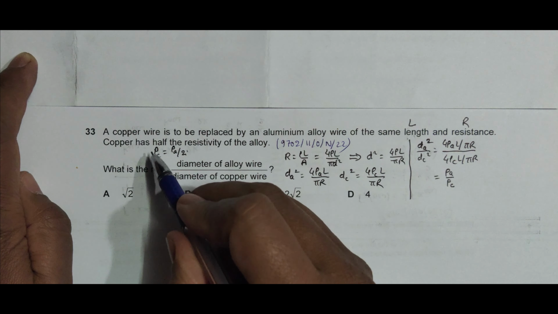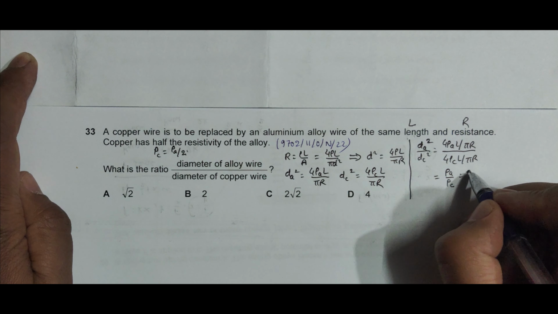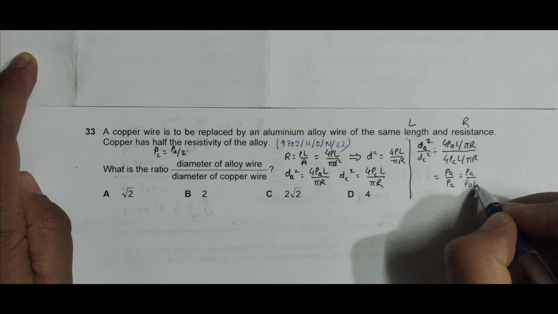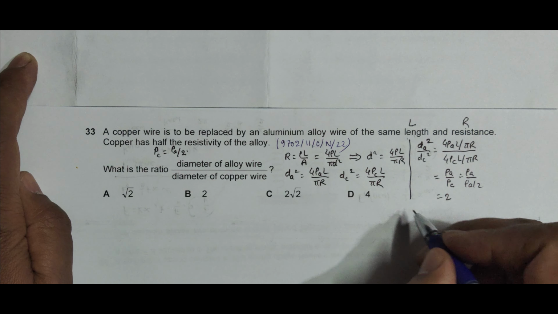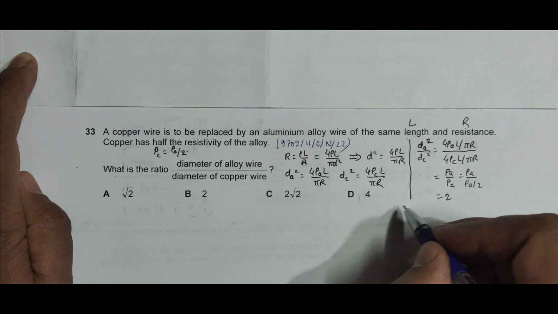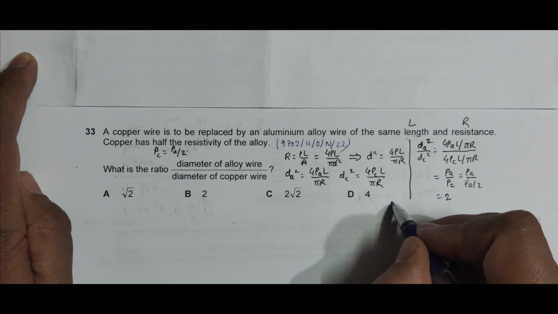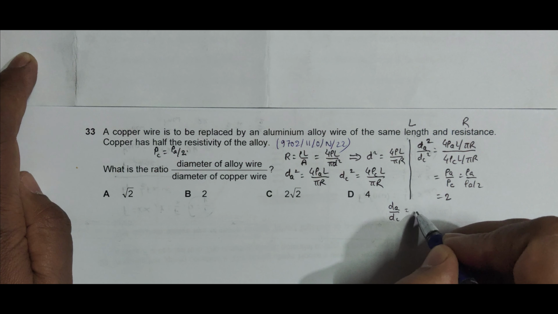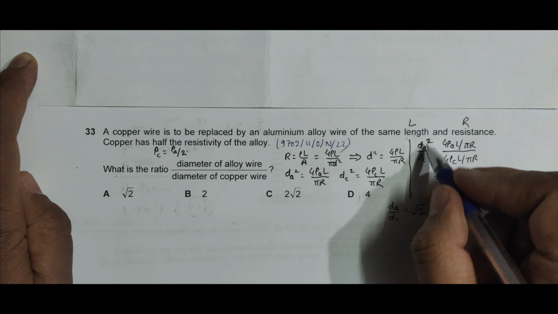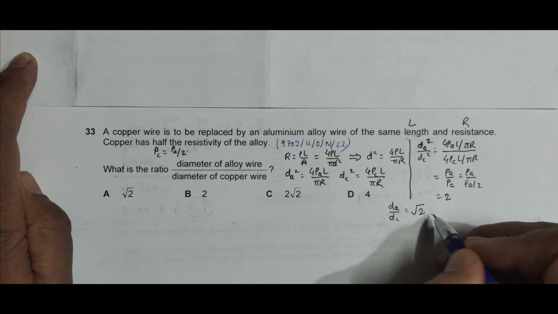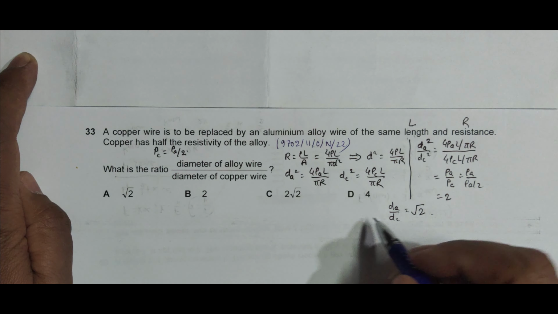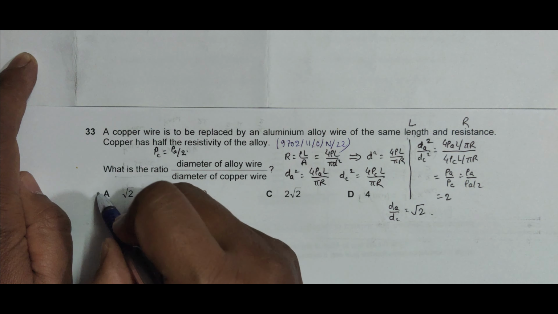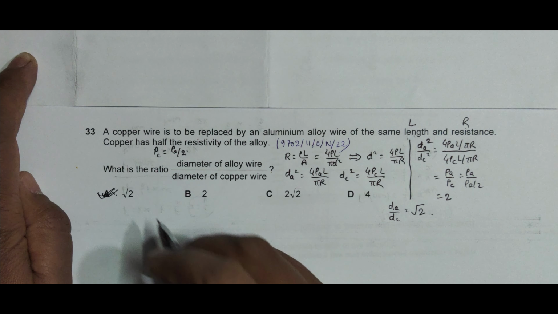So we are given here rho C equal to rho A by 2, so rho A by rho C is equal to 2. So this ultimately gives us diameter A squared by diameter C squared equal to 2, so diameter A by diameter C will be equal to root 2. So by going through the answer choices, the right choice becomes choice number A. So the correct choice is choice number A.